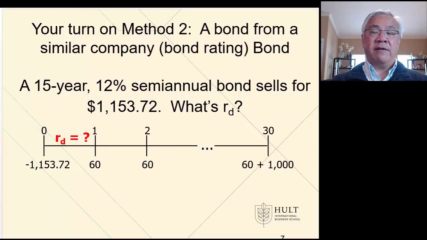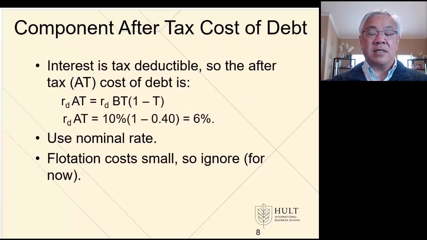So that should be fairly familiar, and that's one way to do it. Just look at a similar company, assume that we would have similar borrowing rates as that company, and do the yield to maturity. The next point is this whole taxation. Since interest is tax deductible, we need to get the after-tax cost of debt. In this prior example, we determined that the rate of interest was 10% times 1 minus 0.4, so the after-tax cost of debt is 6%.